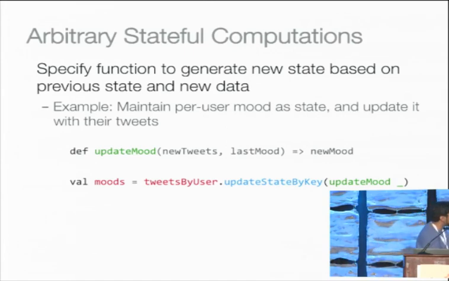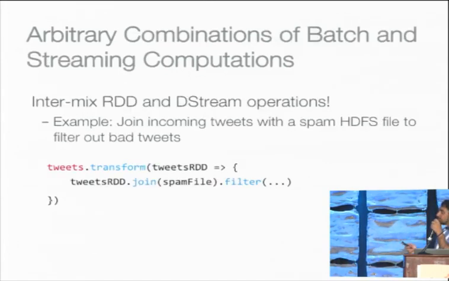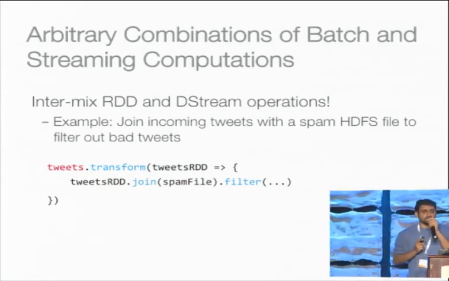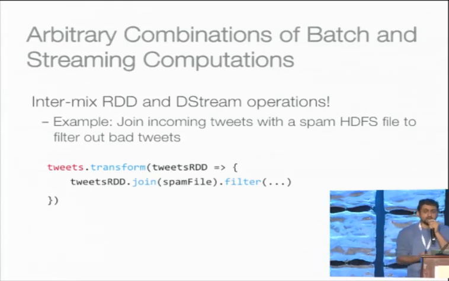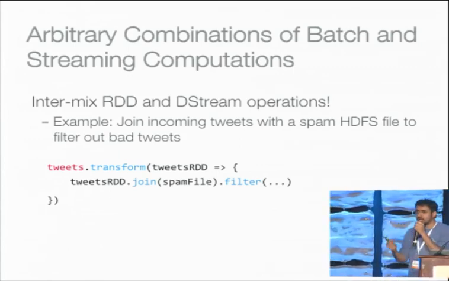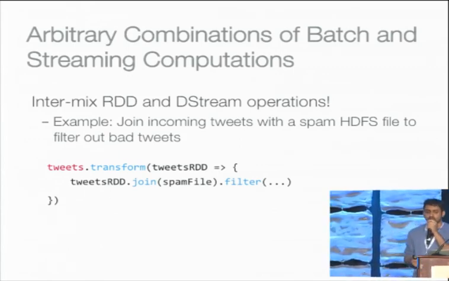Let me move on. The third thing that I want to highlight in the DStream API is this operation called transform, which gives you access to every RDD in the DStream directly. And you can apply any RDD-to-RDD transformation on each RDD of a DStream. And this essentially allows you to intermix arbitrary batch-like computation with streaming-like computations.